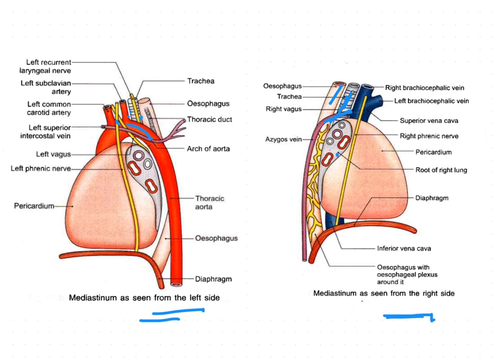And this left recurrent laryngeal nerve is both sensory and secretomotor to the mucous membrane, and it gives motor supply to the trachealis muscle, which is present on the posterior wall of the trachea. So this is about the nerve supply of the trachea.